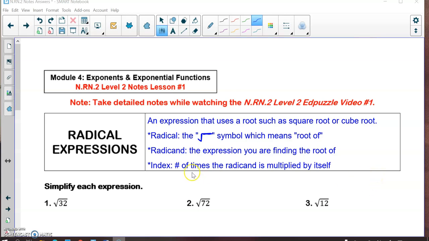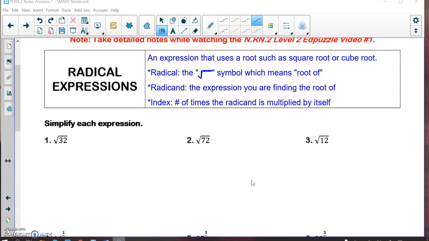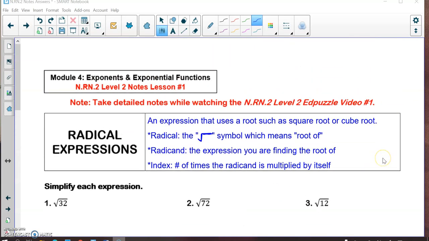Hey everyone, in the next two lessons we're going to be talking about radical expressions. A radical expression is an expression that uses a symbol called a radical. In this lesson we're specifically going to talk about square root. If you see this symbol, that means square root, or if you see this, that also means square root. This symbol technically means the root of, and that's called a radical.